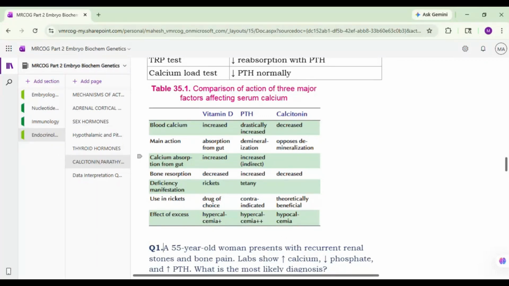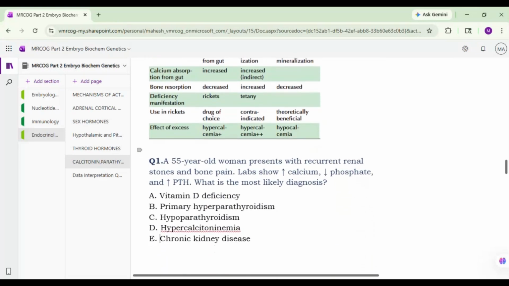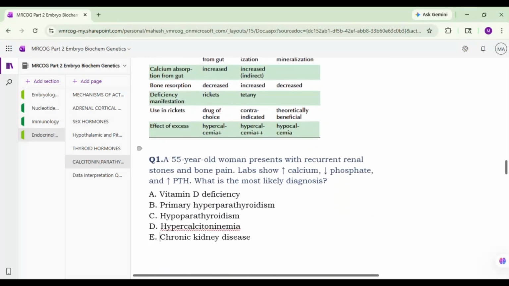Thank you, Doctor. We have few questions. Can you please go through these questions and solve?